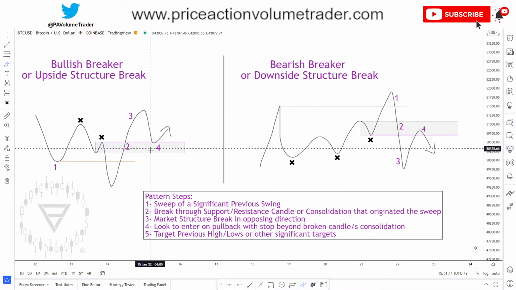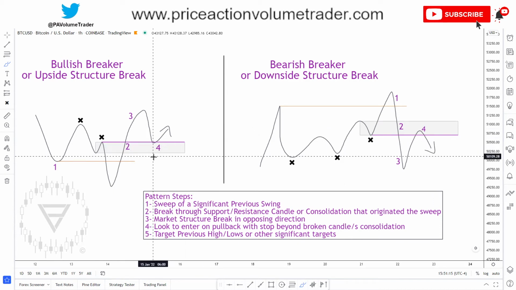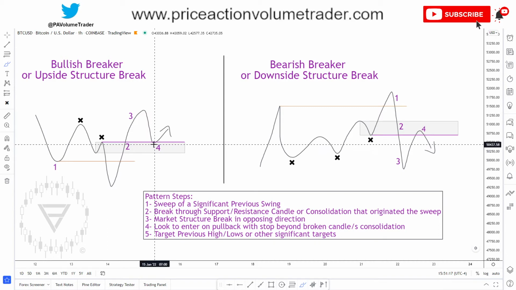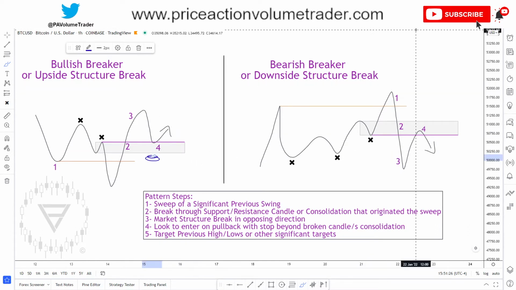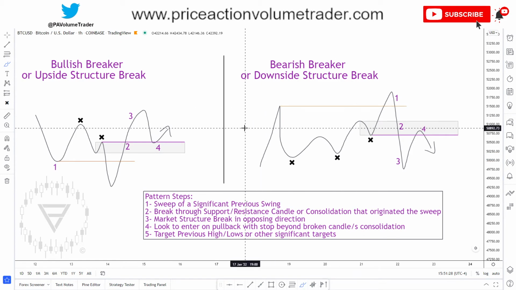But the important thing is you want to get a good risk reward on your trade. And the nice thing with the breaker pattern is that it lets you have a very tight stop loss right here, and then usually you can get a good R&R risk reward on your trades.